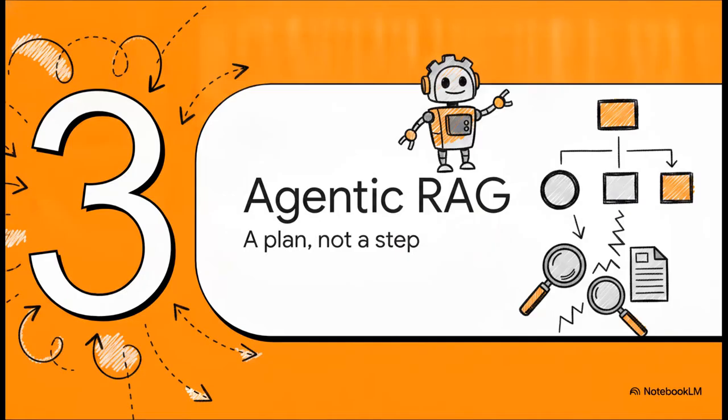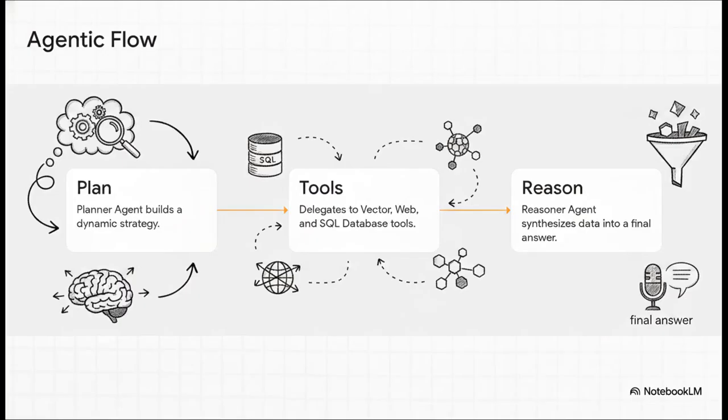Next up, number 3, agentic RAG, executing a plan, not just a step. We're seeing a massive shift with this one because retrieval is no longer a static, one-and-done step.